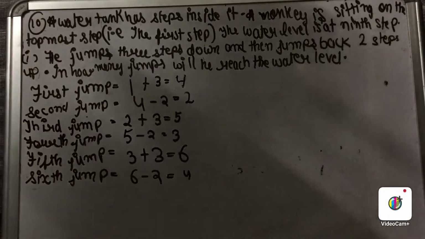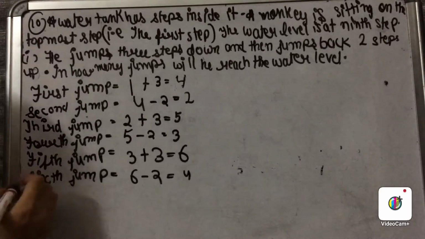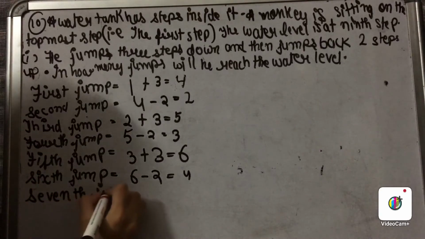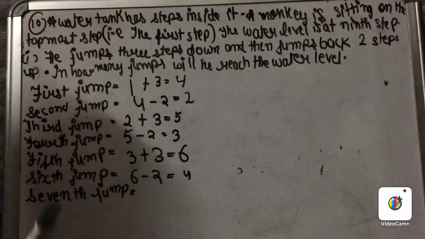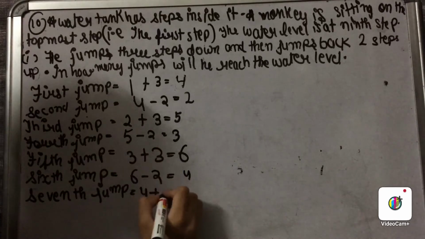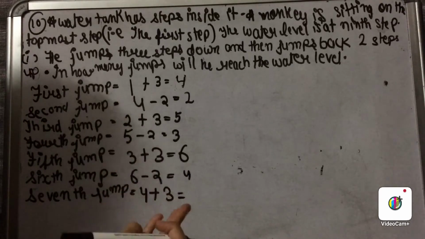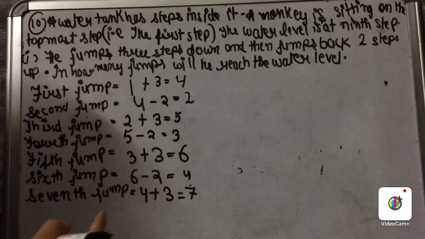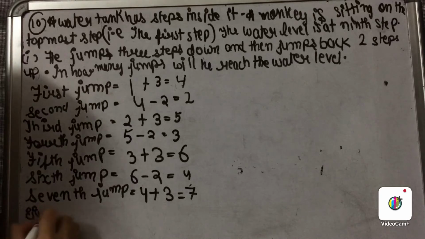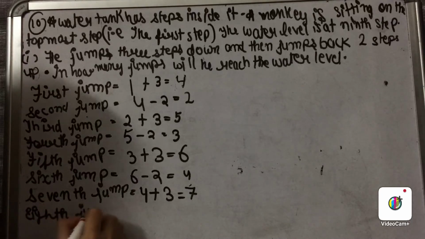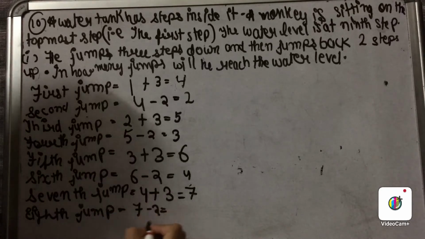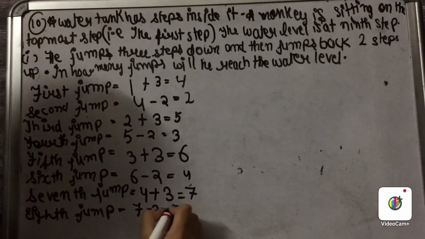Now moving on to the 7th jump. Isn't the monkey tired of making so many jumps? So what is the 7th jump? In the 7th jump, the monkey moves 3 steps forward: 4, 5, 6, 7. So it reaches the 7th step. Now let us write here the 8th jump. What is the 8th jump? At the 8th jump, he moves 2 steps back. What is 7 minus 2? 7 minus 2 is 5.